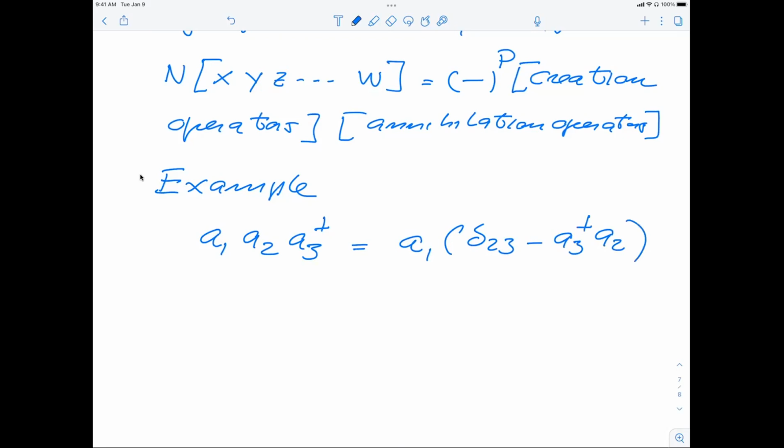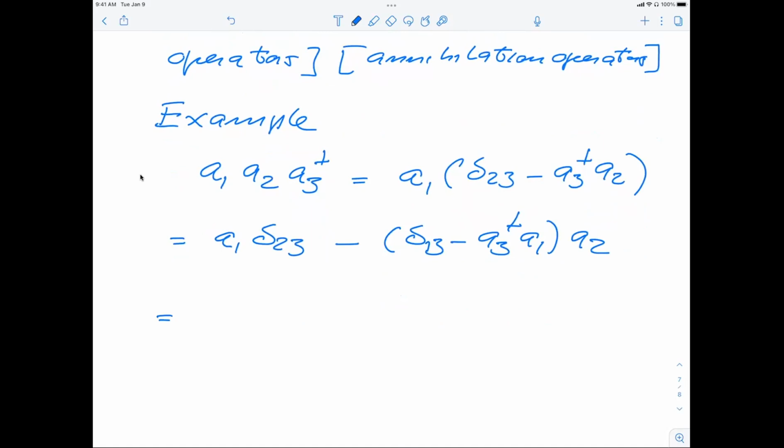So if I write it out, this is going to be A1 delta 2 free minus, and then I'm going to change A1 with A3. So I'm going to have a delta 1 free minus a free dagger A1 of A2. And if I collect everything, I'm going to have three terms now. So on A1, that's the operator, delta 2 free minus, and then I have a delta 1 free, and A2 plus an A3 of A1 and A2 here.